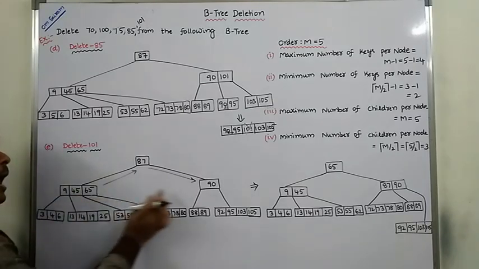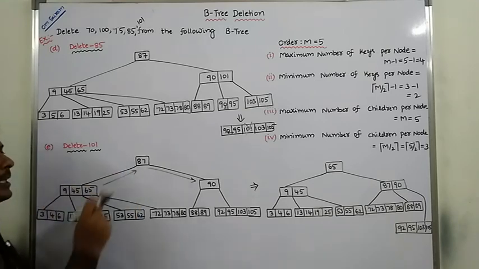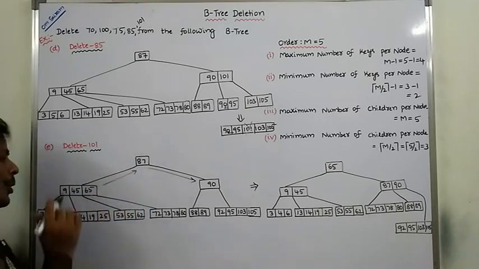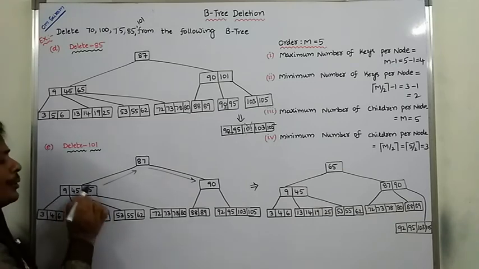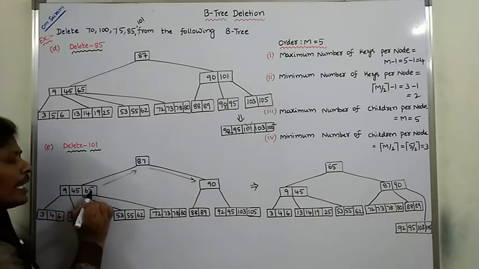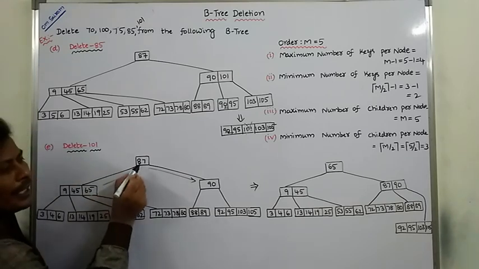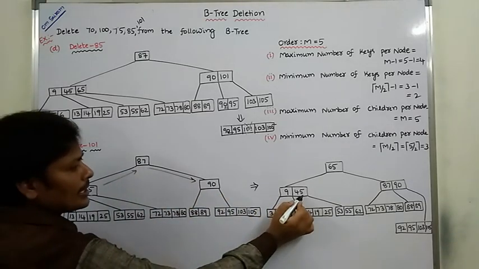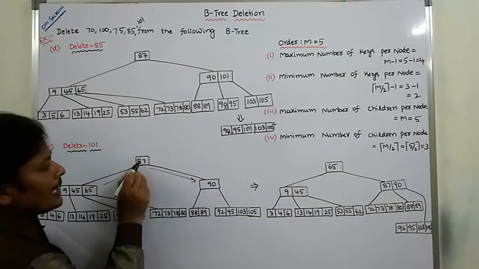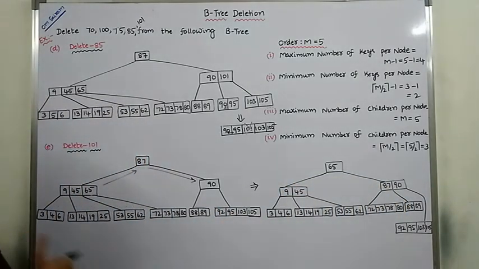So we have to borrow one key element from the sibling by considering the parent. Its parent is 87. Whatever the maximum element is in that node, that maximum element can be transferred to the root node. Now the root node can be transferred to this node. So 65 goes to this one, 87 goes to this one. This is one action.